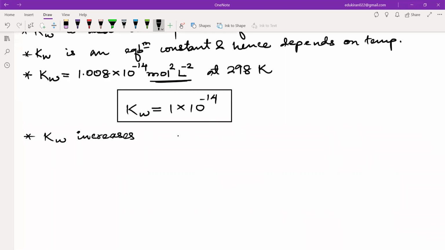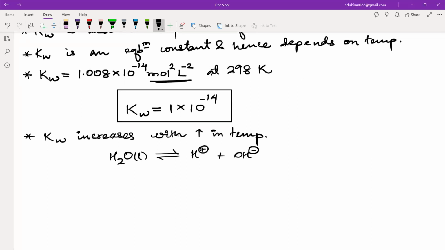That means it will change according to temperature, and increases with an increase in temperature. It is directly proportional to temperature. Now, if I write about pure water, I can also write the autoionization of water like this. Liquid water can get autoionized into H plus and OH negative.